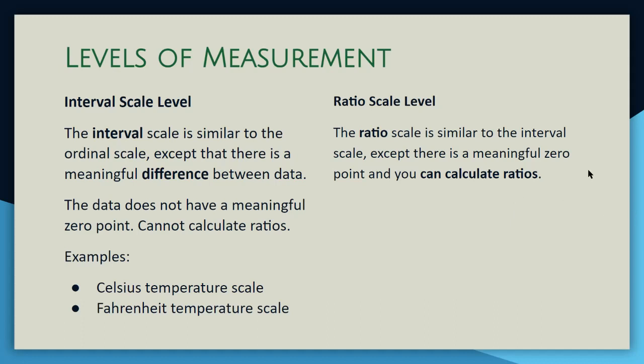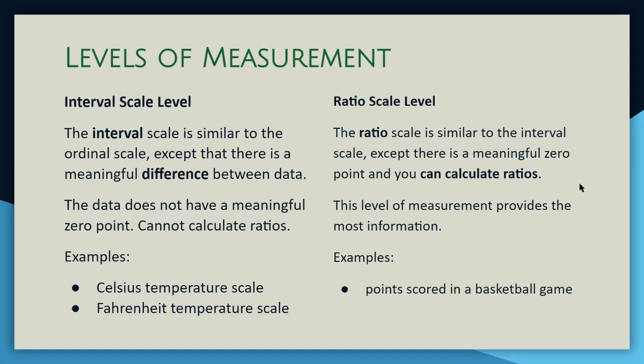Ratio scale is similar to interval, except there is a meaningful 0, so we can calculate ratios. This level of measurement gives us the most information. So this, again, is the most common type of numeric data we're going to see. For example, points scored in a basketball game, number of hours worked in a week.